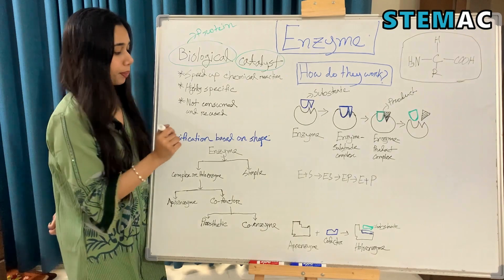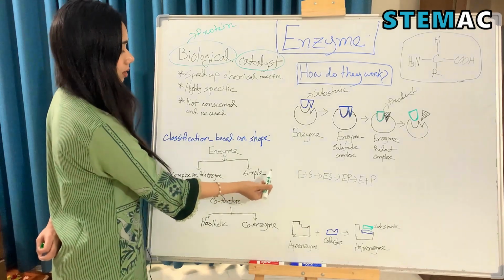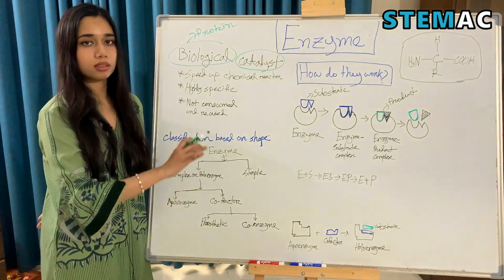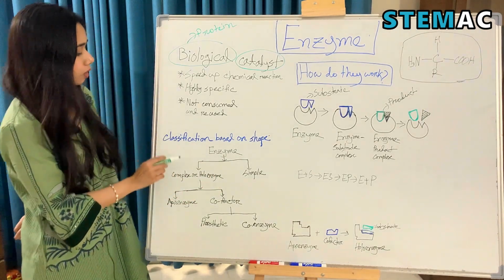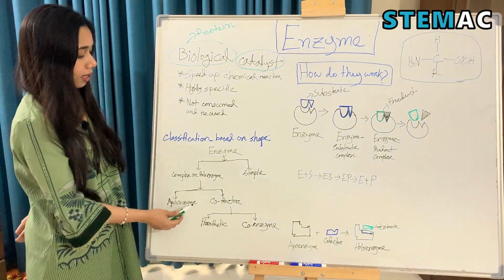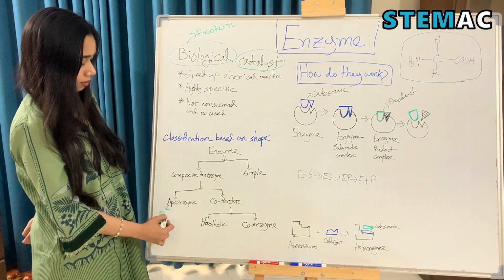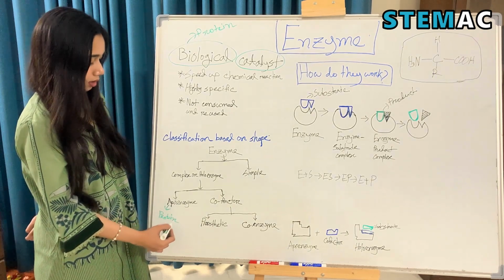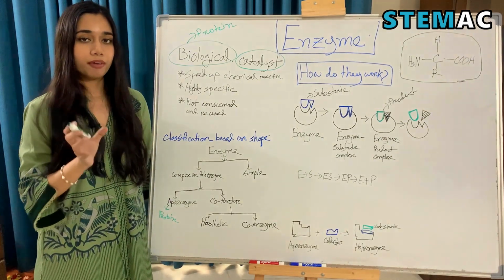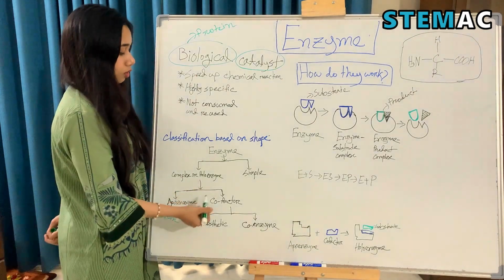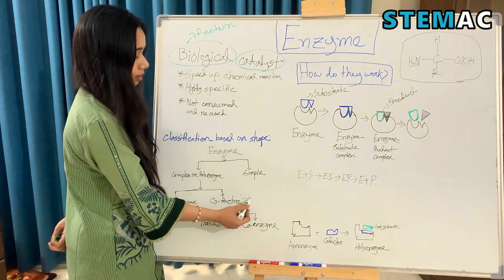based on shape. So an enzyme can be of two types based on their shape, which is simple enzyme. So simple enzymes are mainly protein as a whole, and a complex or holoenzyme. So a complex enzyme has two parts. Apoenzyme. This apoenzyme is the protein part of a complex enzyme. This apoenzyme is inactive on its own, and they require a cofactor to be fully functional. So this is the protein part of a complex enzyme, and the cofactor part of a complex enzyme is the non-protein part.